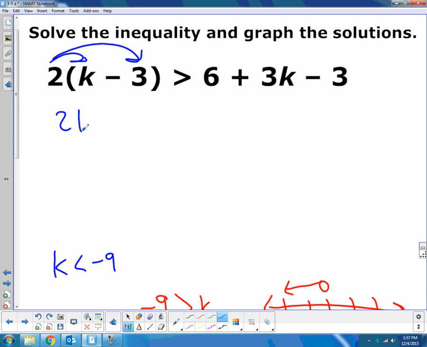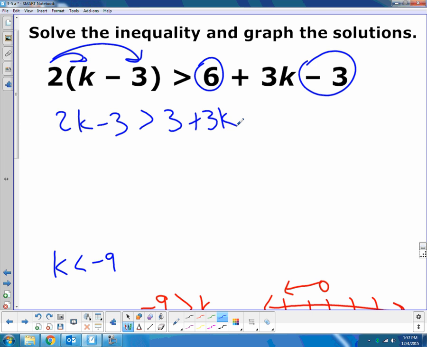So we've got 2k minus 3 on that side. I can also combine some like terms. I can simplify the expression first. I know that the 6 and the minus 3 can be combined because they are like terms. So I've got 3 plus 3k there to work with. Now I've simplified both sides of the inequality.